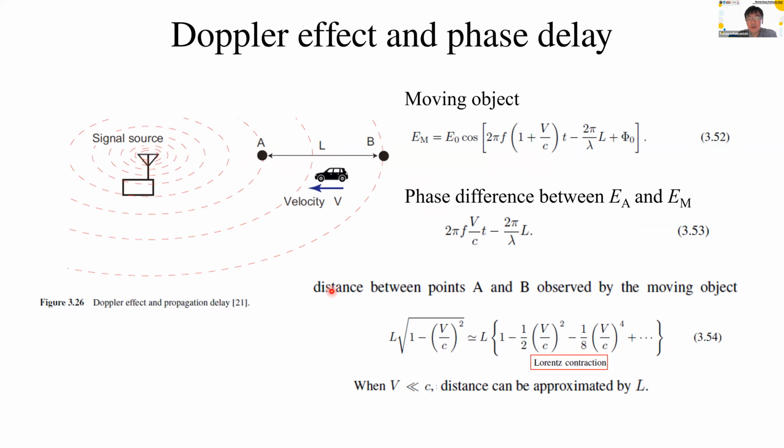The distance between A and B should be described by the Lorentz transform, I mean Lorentz contraction. But if the speed is small enough, we can approximate this by L. So we can just use the distance L.